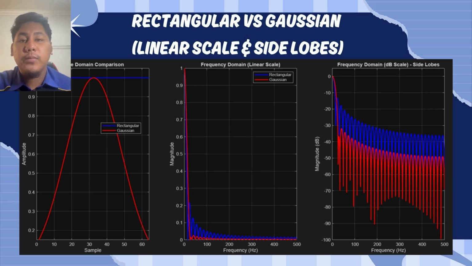Now, the crucial view, frequency domain on dB scale. The blue rectangular curve shows those high side lobes peaking at about negative 13 decibels. This causes spectral leakage, where signal energy spills into neighboring frequencies. The red Gaussian curve drops rapidly to below negative 14 decibels, almost no side lobe at all.